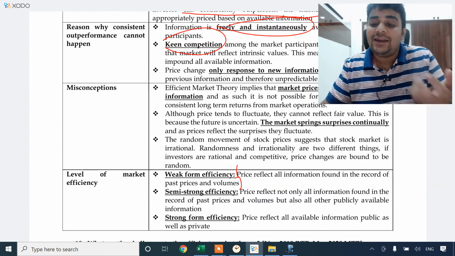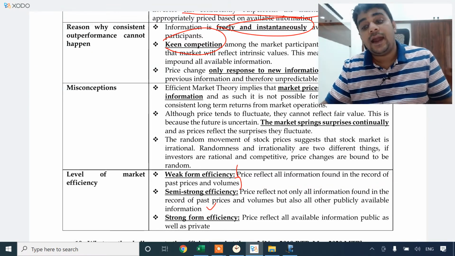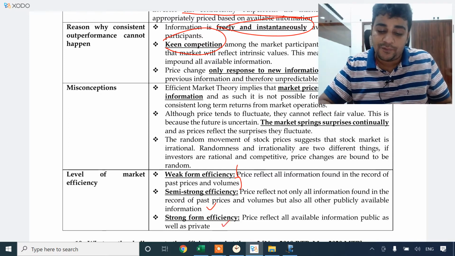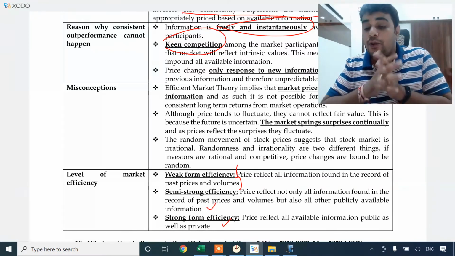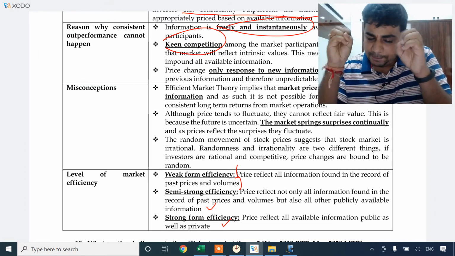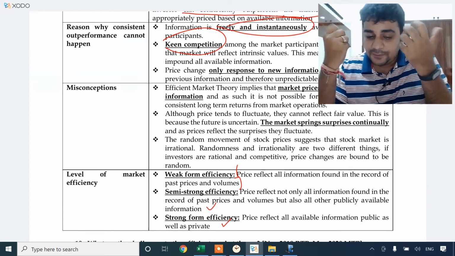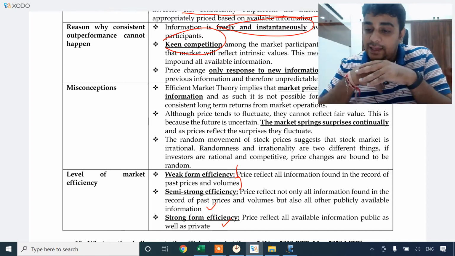If the current data is also reflected, it is a semi-strong form of market. And if even the private information is reflected in the market, then it's a strong form of efficiency. If the market is strongly efficient, no insider trading can happen, because even the privately available information is reflected in the share price. You cannot get access to privately available information and then try to gain out of it.